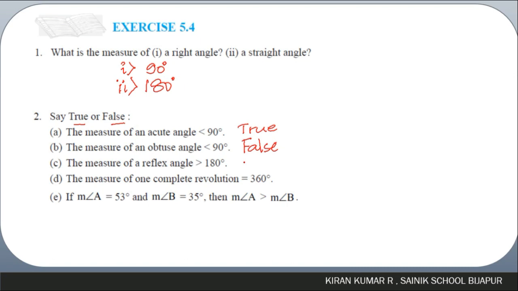The measure of a reflex angle is greater than 180 degrees. This is true. The measure of one complete revolution is 360 degrees. It is true. If measure of angle A is 53 degrees and measure of angle B is 35 degrees, then measure of angle A is greater than the measure of angle B. This statement is also true.